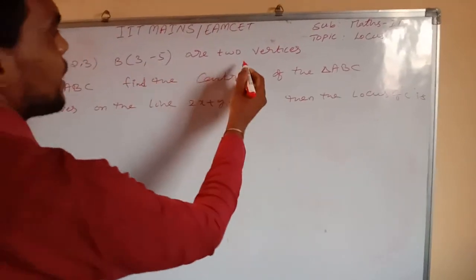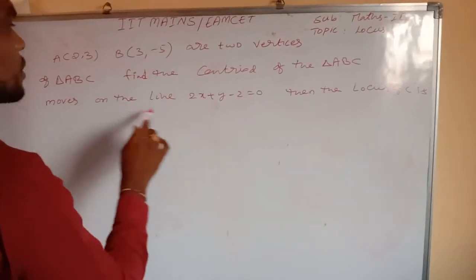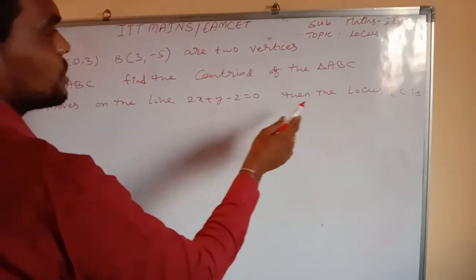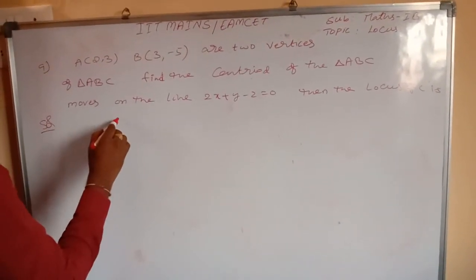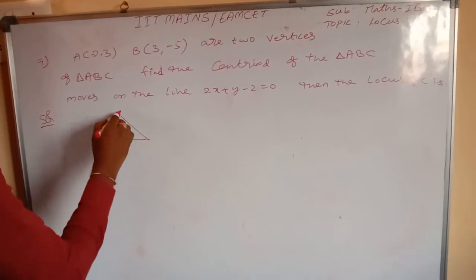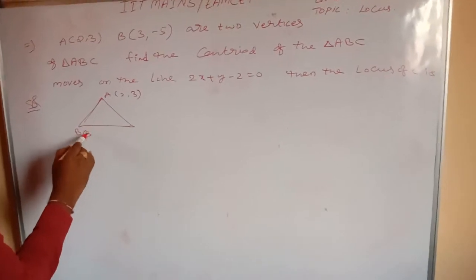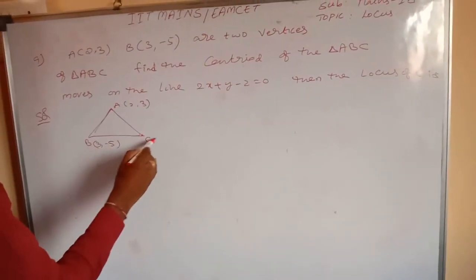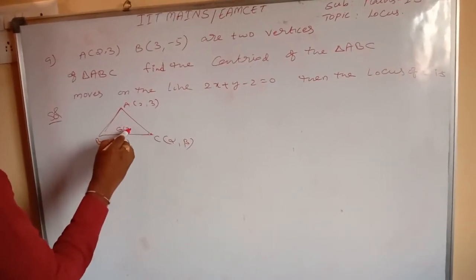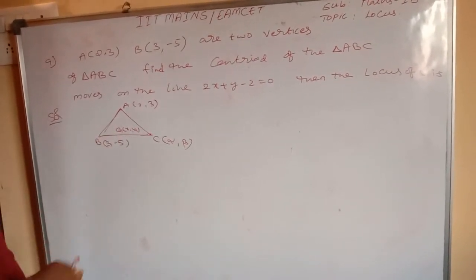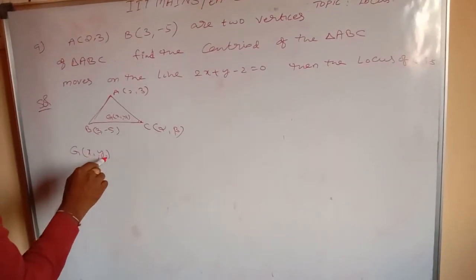A(2, 3) and B(3, -5) are two vertices of the triangle ABC. If the centroid of triangle ABC moves on the line 2x plus y minus 2 equal to 0, then find the locus of C. The triangle has vertices A(2, 3), B(3, -5). Now the vertex C is (alpha, beta) and the centroid of the triangle is (x1, y1).